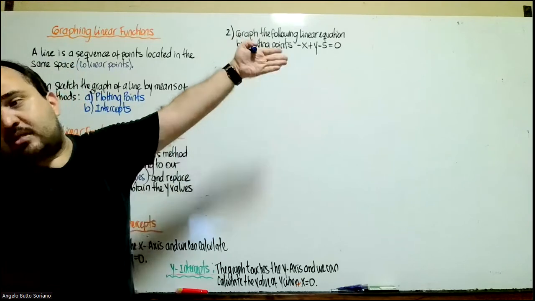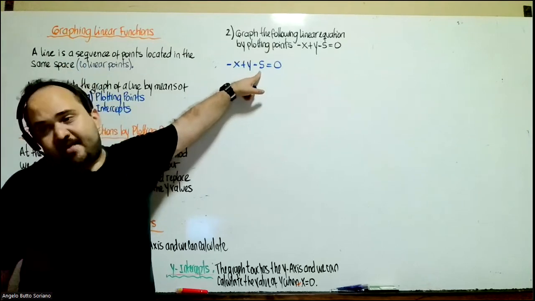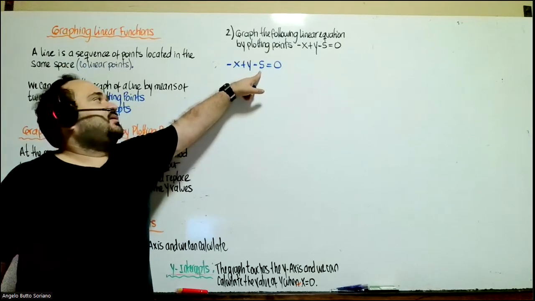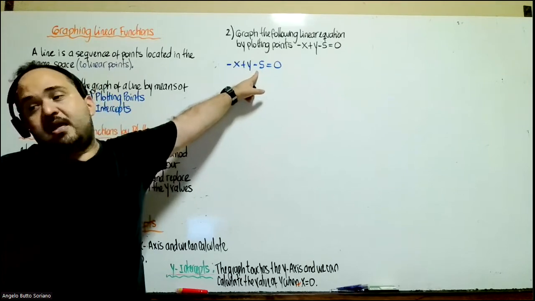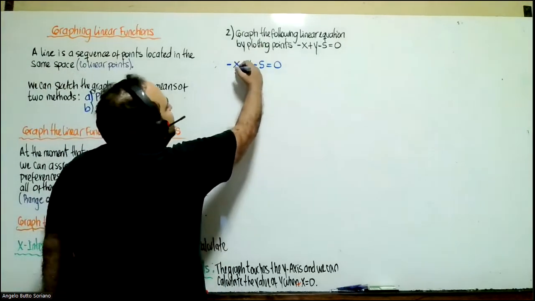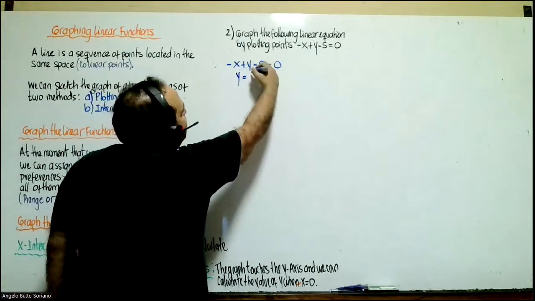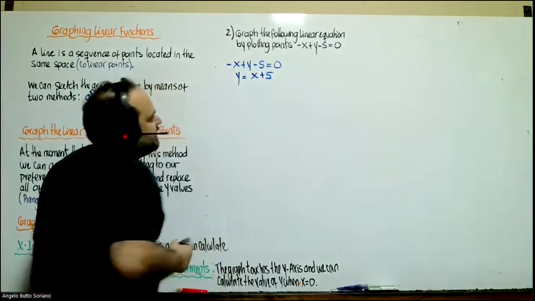What moves to the other side will be the opposite. I mean, that will be positive. And the same happens with the number 5, because this number 5 is subtracting. Why? Because on the left side the symbol is negative, and when it moves to the right side it will be positive. For that reason, when we solve for y, the answer will be x plus 5.